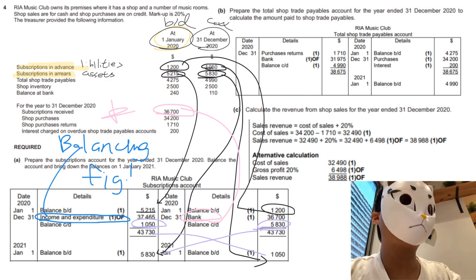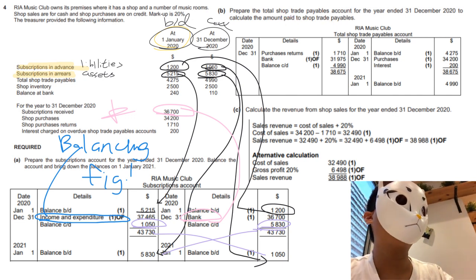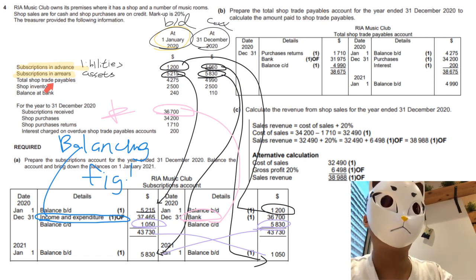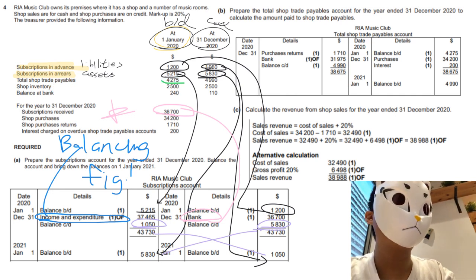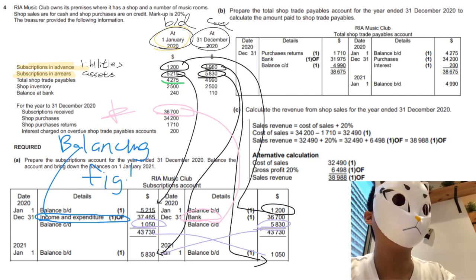Now for part B, we have to prepare the total shop payable account. So as usual, we have to find out the opening balance. So let's check it out. The total shop payable. So this one, 4275. As you can see, this is the balance brought down. So for liabilities, we'll put it here.